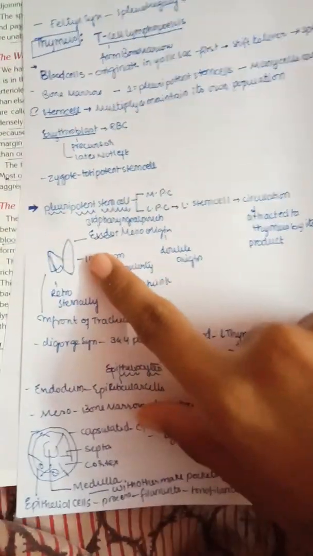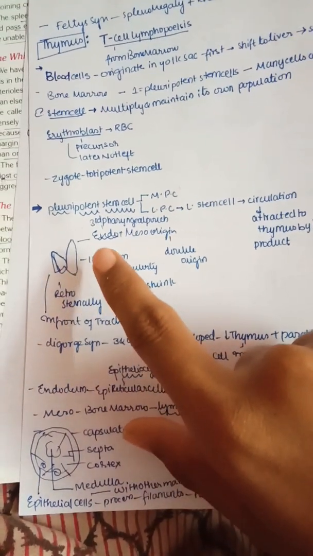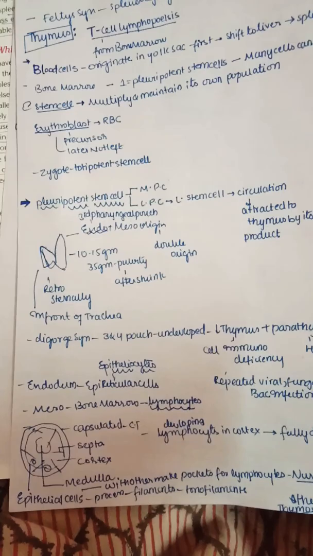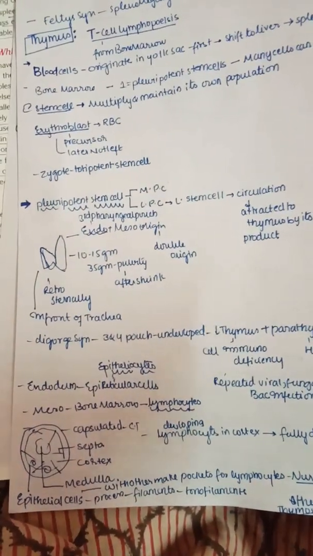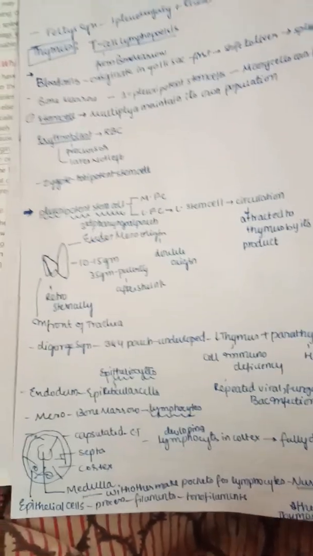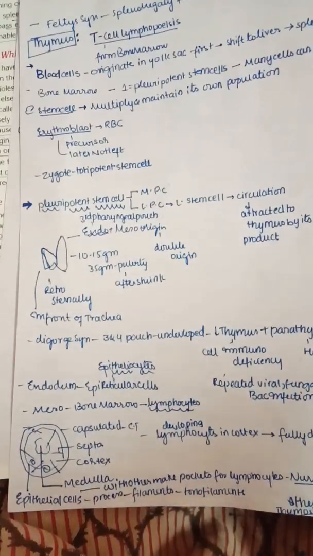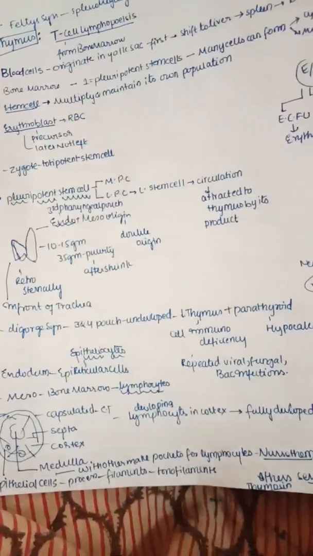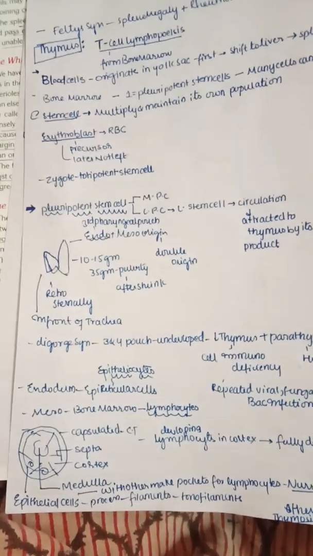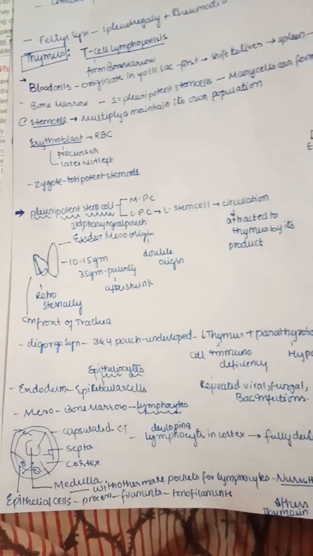So you can see this is the thymus gland. It is endodermal and mesodermal in origin: from endoderm, that is the third pharyngeal pouch, and from mesoderm, so it has a double origin. It is 10 to 15 grams, and 35 grams in puberty, after which it shrinks. It is retrosternally placed, in front of the trachea.